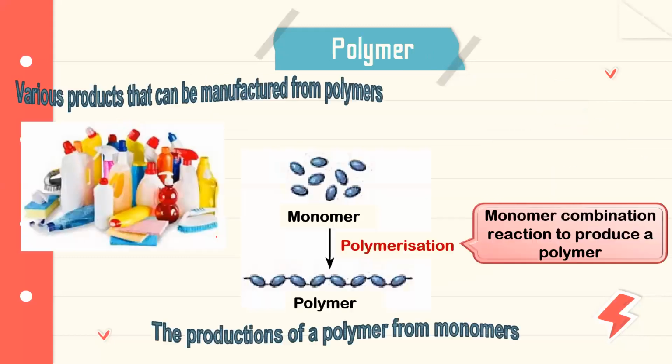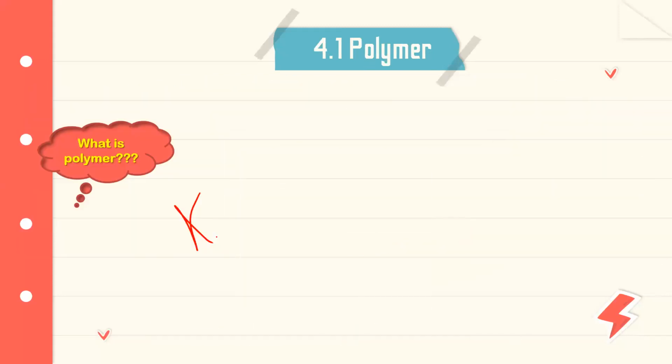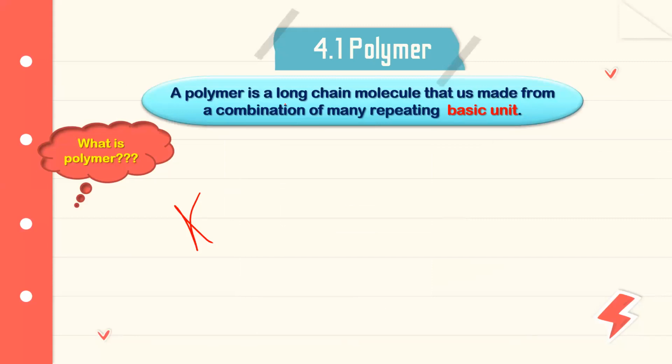So the definition of a polymer is, number one, a long chain molecule. Everybody, as I'm writing, you just listen, no need to write anything. I'll send it in the group later. A polymer is a long chain molecule that is made up of a combination of many repeating basic units. Whatever I'm circling here, that's the thing you must remember. Number one, long chain molecule. Number two, they are made out of many basic repeating units.